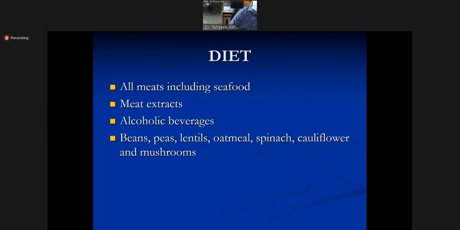Here again, as I mentioned earlier, all meats, including seafood, are prohibited when there is a high level of uric acid, and meat extracts as well, and all alcoholic beverages, beans, peas, lentils, oatmeal, spinach, cauliflower, mushroom. Also a high protein diet must be prohibited.